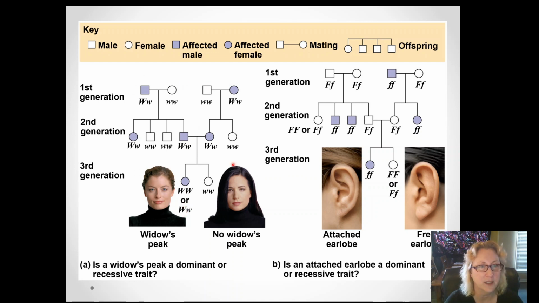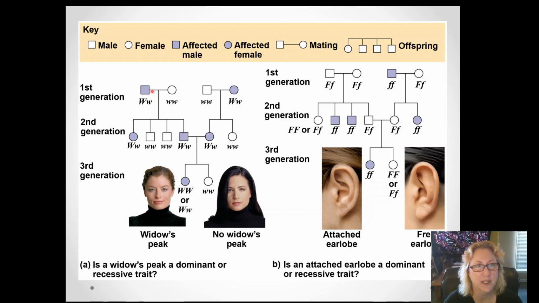So, okay, here's our little pedigree. The colored in individuals here have a widow's peak, and the open circles and squares do not have a widow's peak. So that's what affected means. In this case, the trait is widow's peak. So affected means they have the widow's peak.